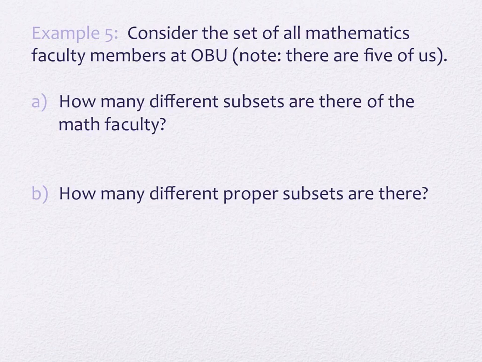So consider the set of all mathematics faculty members at OBU. There are 5 of us. How many different subsets are there? So what would I do to find that? The answer will not be write them all out. So did you have an idea, Michaela? 2 to the 5th, right. So I'm just asked how many, not what they are.